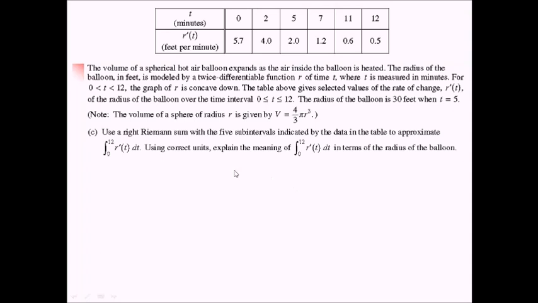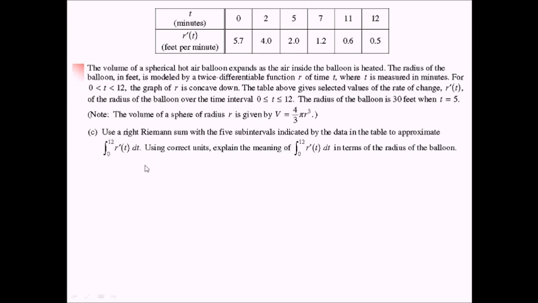On this free response problem, we've got a table of information about the derivative of the radius of some balloon that's being expanded. Problem C here, part C, they want us to use a right Riemann sum with 5 subintervals, indicated by the data in the table, to approximate the integral from 0 to 12 of r prime. And then, using correct units, explain what all that means in terms of the radius of a balloon.